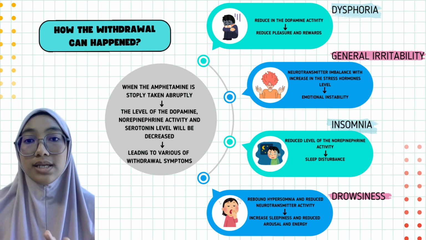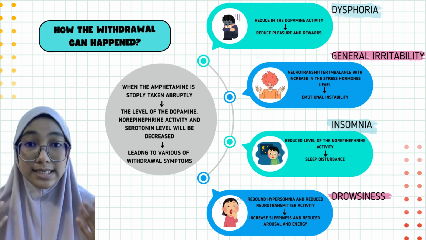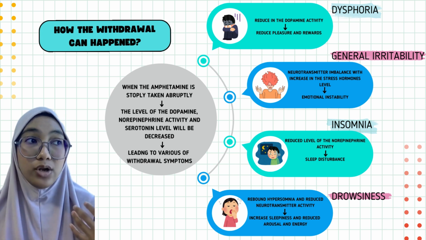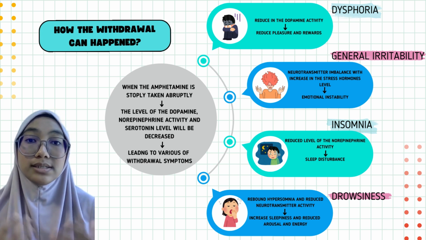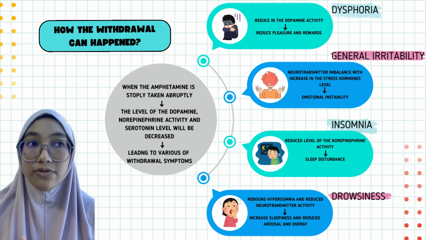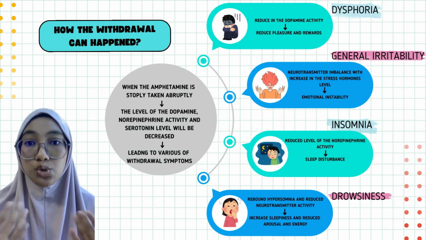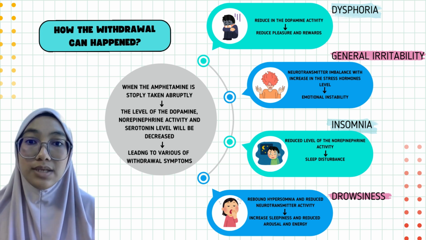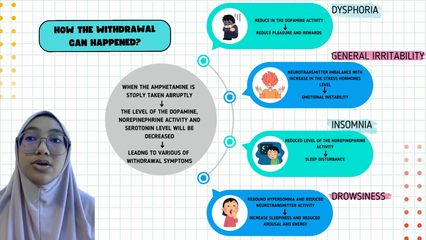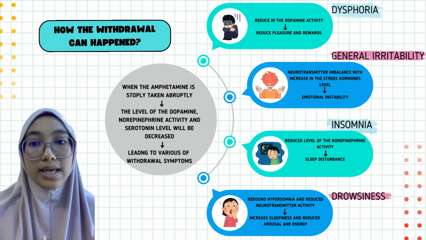And the third one is insomnia. Insomnia happens due to a decrease in the level of norepinephrine, which causes sleep disturbance. And the last one is feeling drowsiness. This happens due to rebound hypersomnia and reduced neurotransmitter activity. As a result, there is a reduction in arousal and also energy.